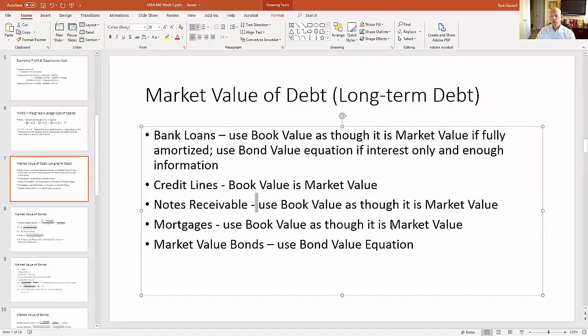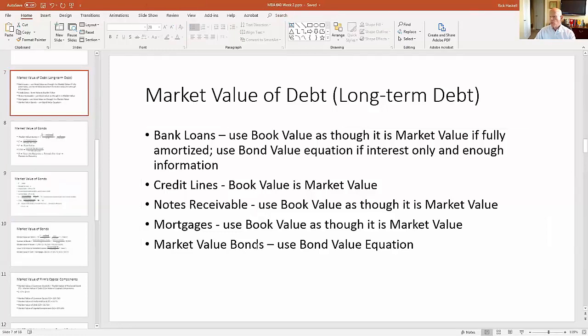So for these first three items, bank loans, credit lines, and notes receivable, we will make the assumption that the book value on the balance sheet for these debt instruments is also the market value. Well, what about mortgages? For a mortgage, we're also going to make the assumption that the book value of a mortgage on a balance sheet is synonymous with its market value. But we'll make that assumption for somewhat different reasons than we did for the first three.